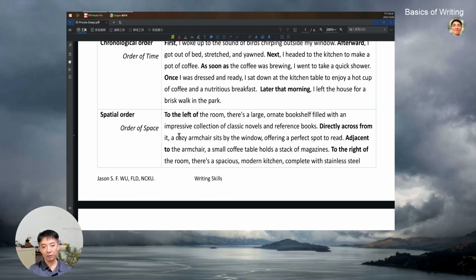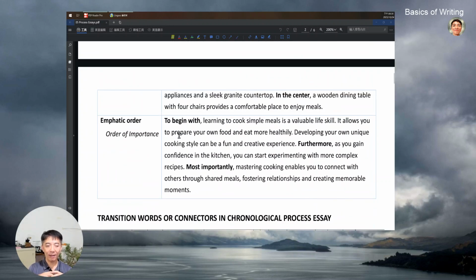This is reserved especially for descriptive essays. When you want to describe something, maybe you can describe what you see from left to right or right to left. And then the last one is emphatic order. Emphatic order is usually used in argument essays, but of course you can also use this kind of order in your process writing. All right, so let me use this PowerPoint slide to summarize the points.